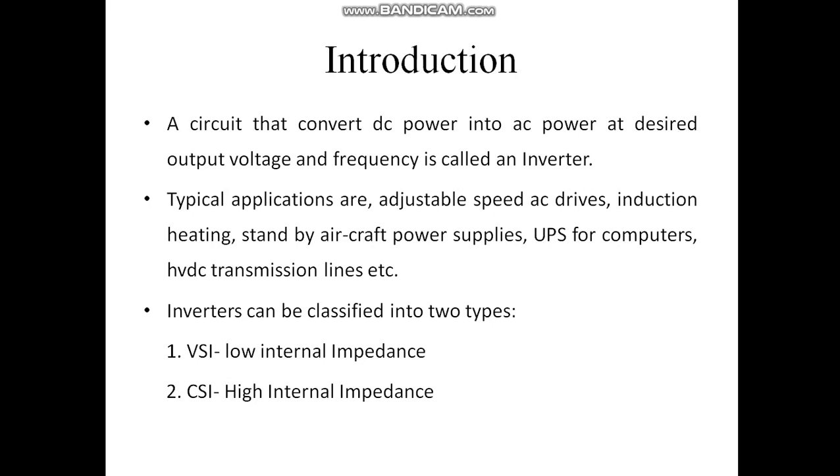Similarly, what is a current source inverter? A current source inverter, or current fed inverter, is fed with adjustable current from a DC source of high internal impedance. So it has a stiff current source. Here, VSI has a stiff voltage source, and CSI has a stiff or constant current source. Okay, so these are some basic types.